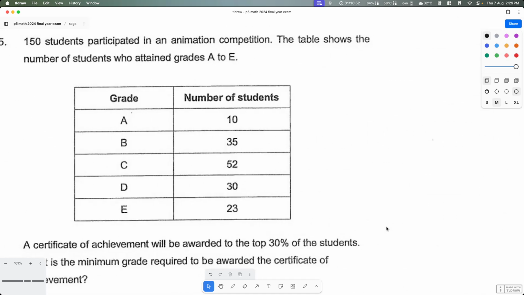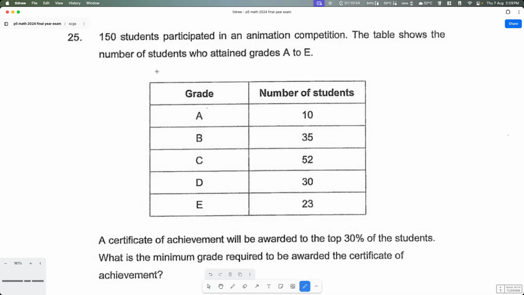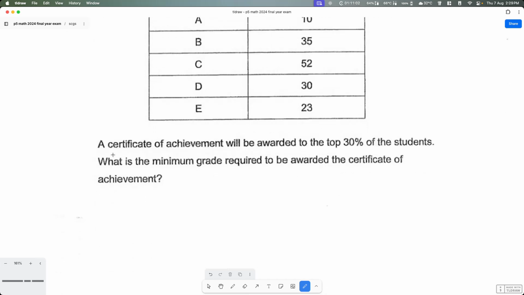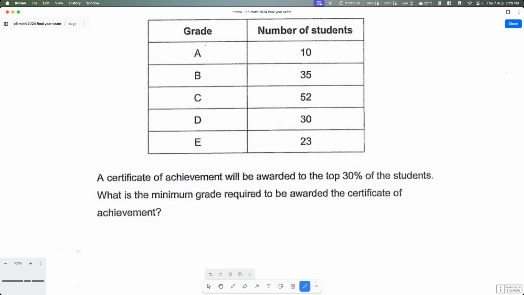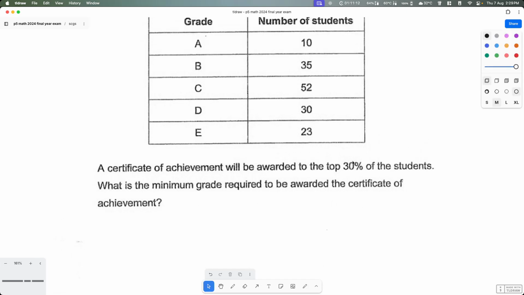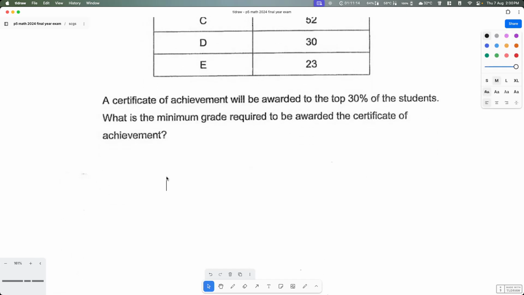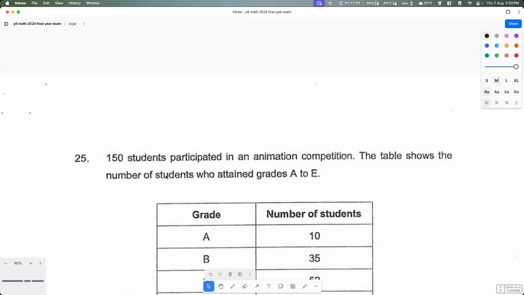Question number 25. 150 students participated in an animation competition. The table shows the number of students who attained A to E. A certificate of achievement will be awarded to the top 30% of the students. What is the minimum grade to be awarded a certificate of achievement? So we want to get 30% of the students. So the total number of students is equal to, we can add all of this.